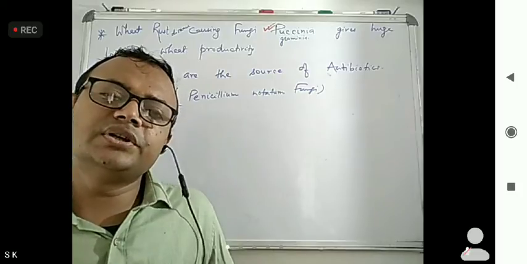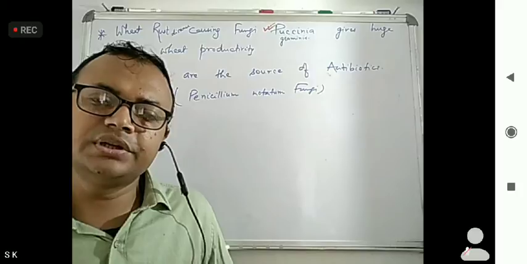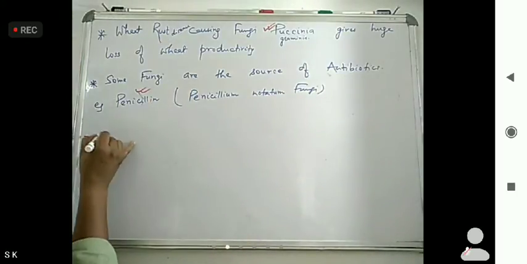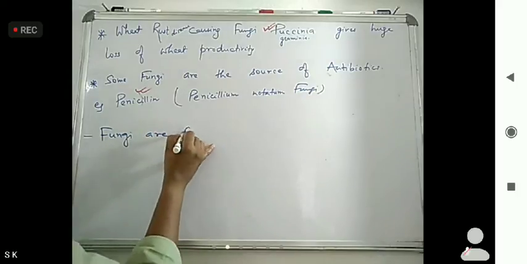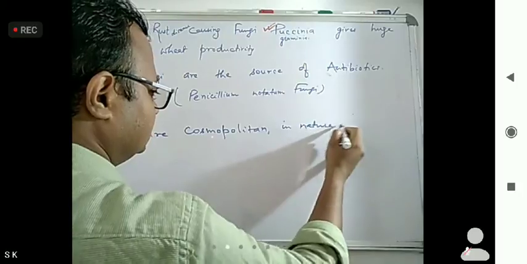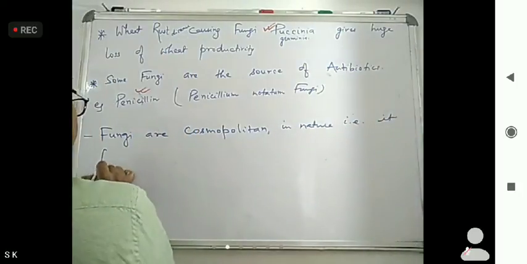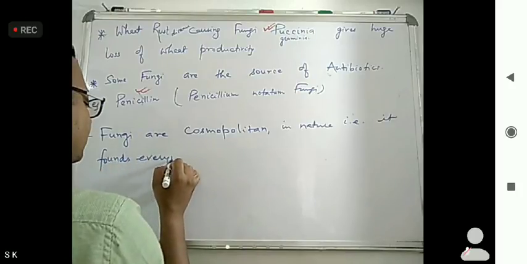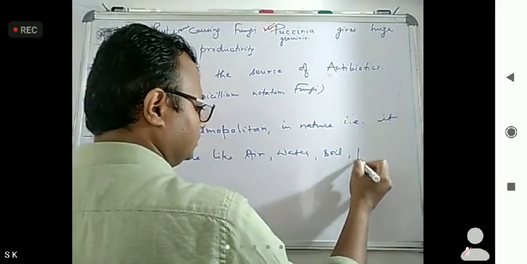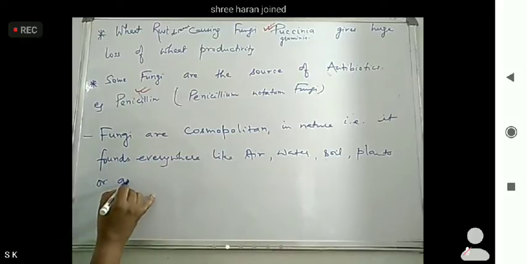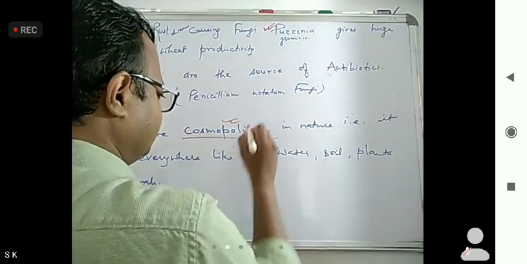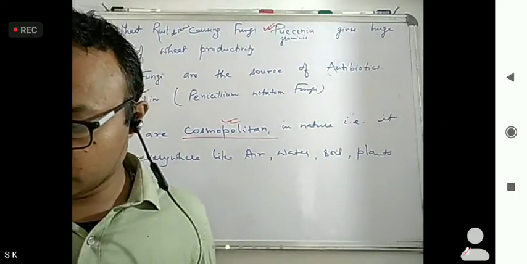Okay, now these fungi are cosmopolitan in nature. That means they are found in air, water, land, soil, animals, plants, everywhere. Fungi are cosmopolitan in nature, that is, they are found everywhere, like air, water, soil, plants, or animals. That's why it is known as cosmopolitan in nature.